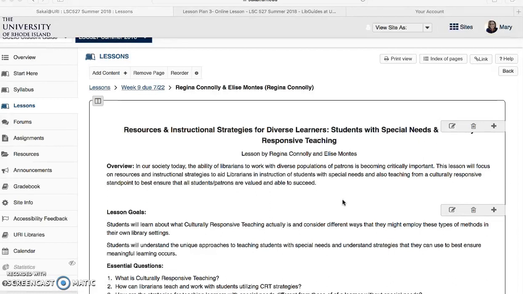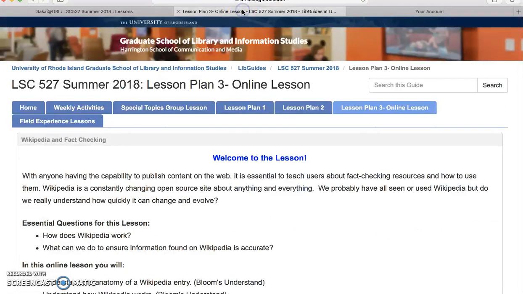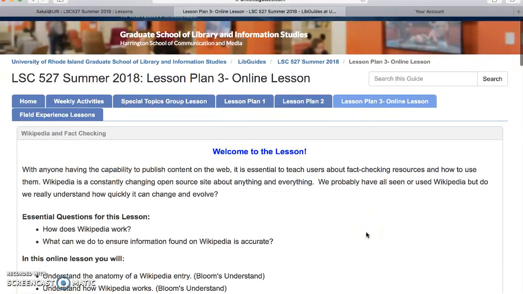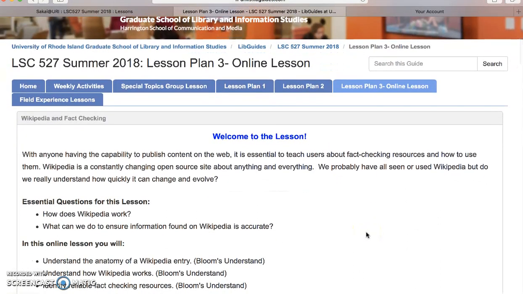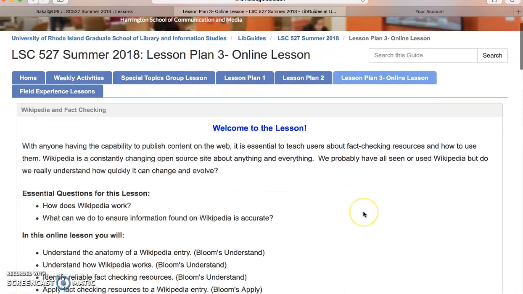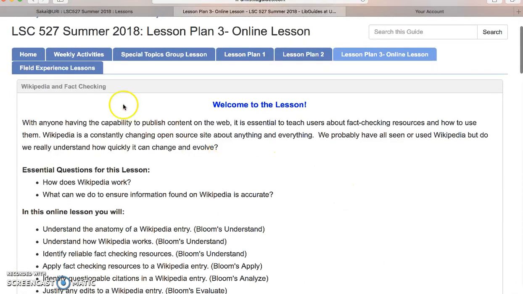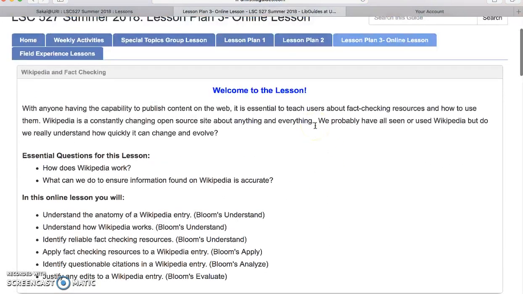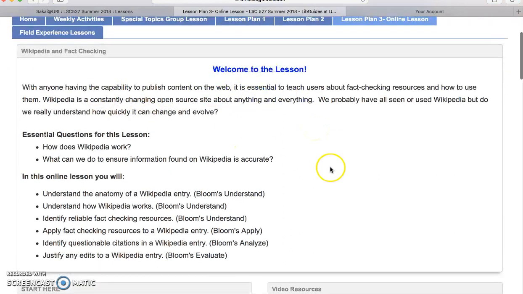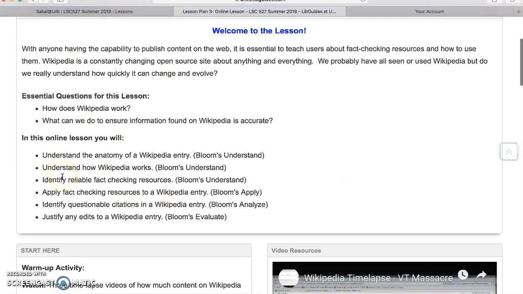Now, this year, since the teams are so big, as I said, you're going to be doing your lesson on a LibGuide, and just think of it as a learning management system. And you just want to populate your lesson on your LibGuide. So here's an example on Wikipedia and fact checking, and this person welcomes you to the lesson. These are the student learning objectives.